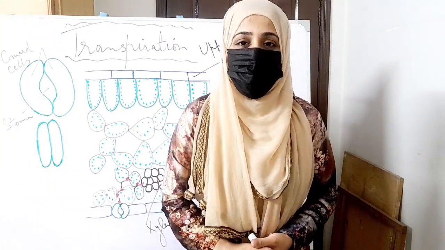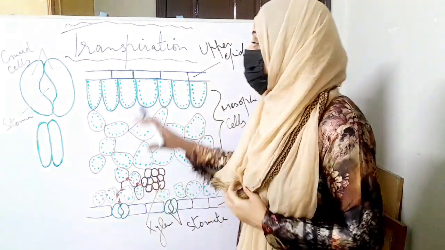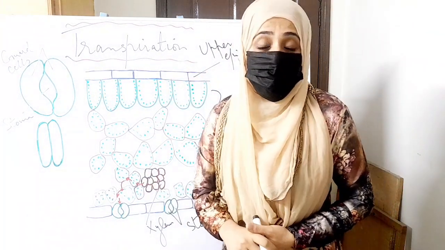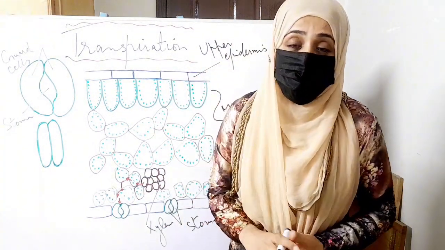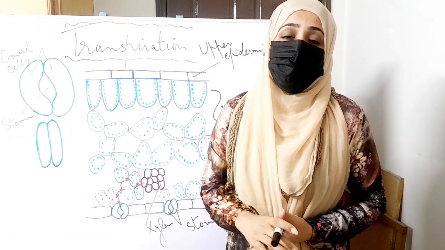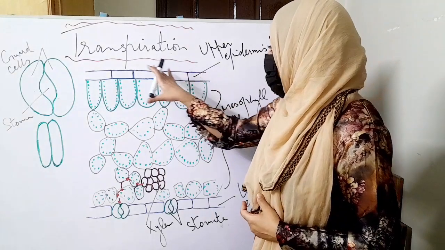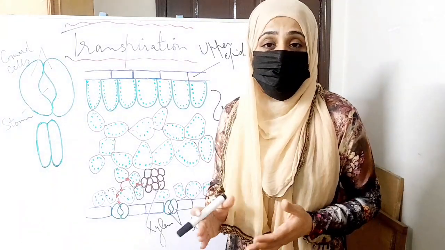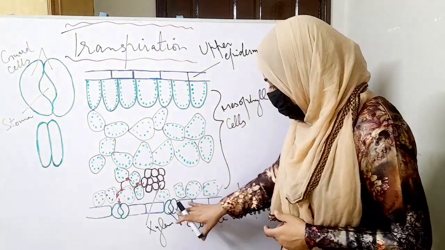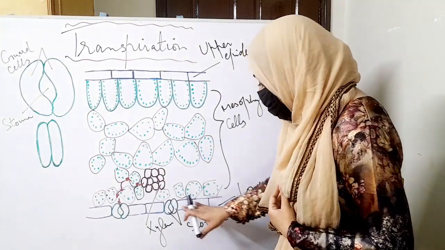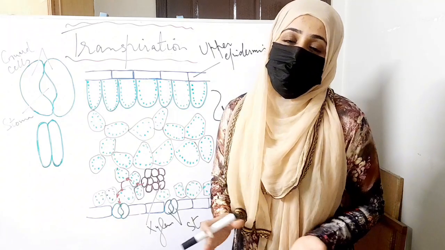This is Samreen Hashmi and the topic which we are going to discuss today is transpiration. Transpiration is the process in which the plant body loses water through evaporation. Transpiration may occur through the cuticle, that is the protective layering present on the upper epidermis of the leaf, through stomata, that are specialized pores that are present in the lower epidermis of the leaf, and through lenticels.